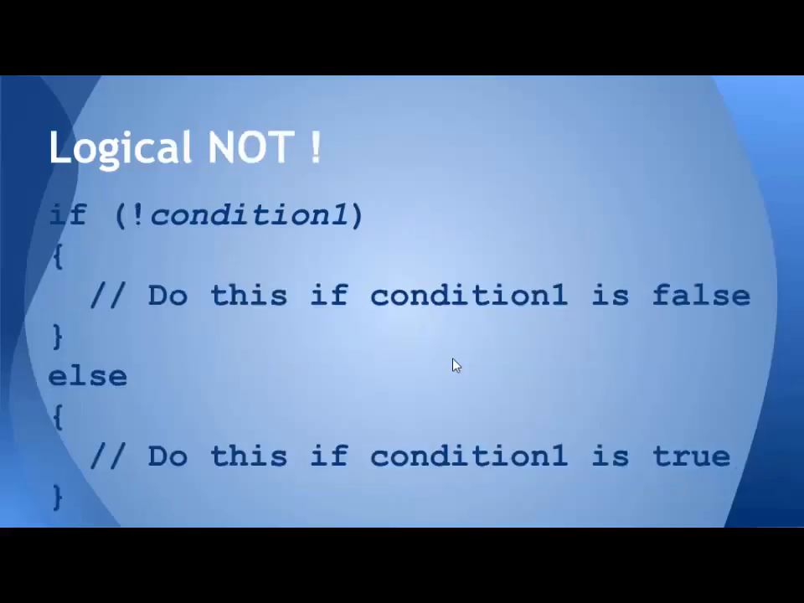Logical NOT, there's only one condition. This seems like it's easy, but it's not. If condition 1 is false, you say not false, and that makes it true, so you do the true part.